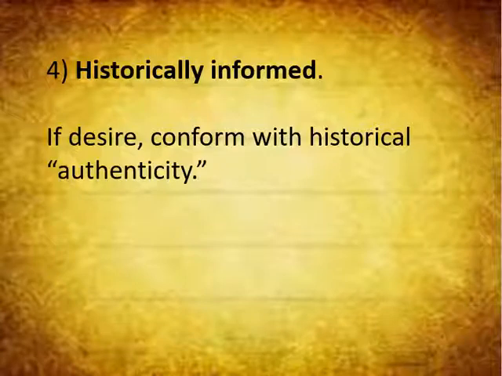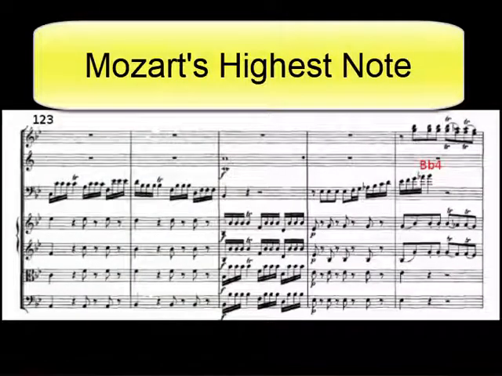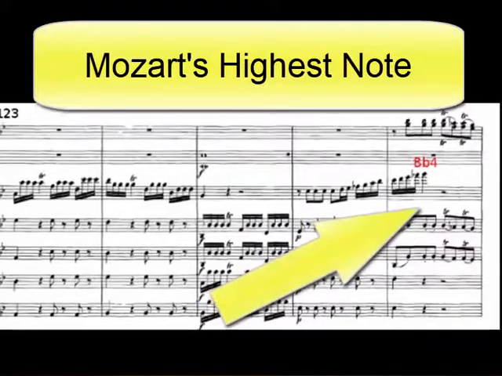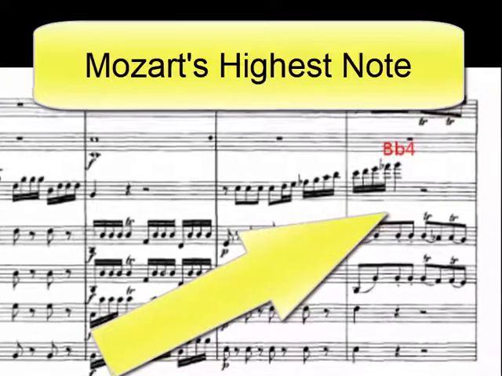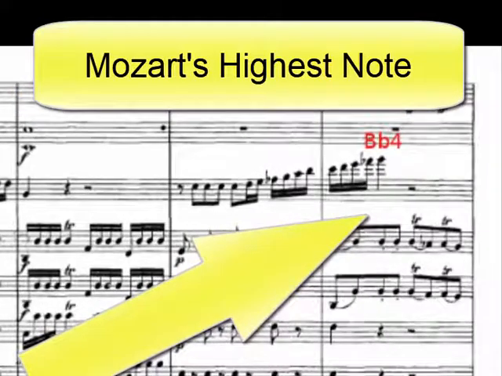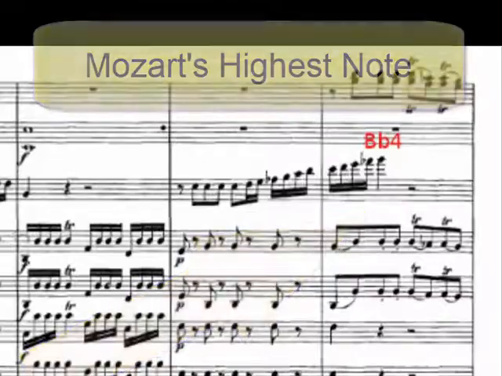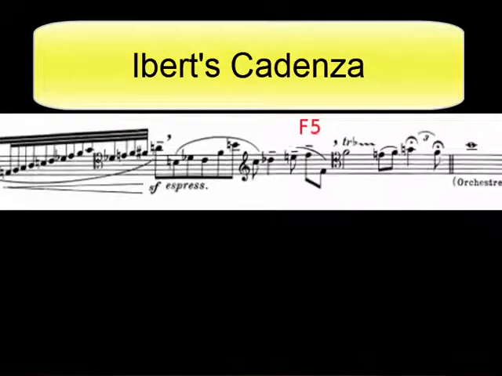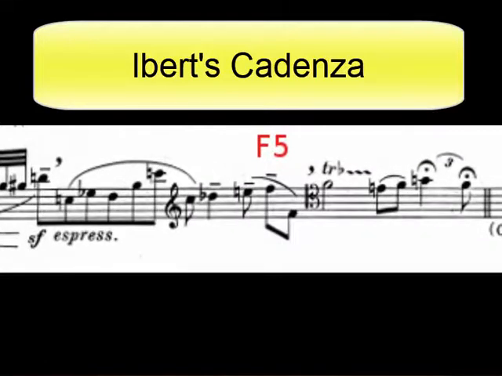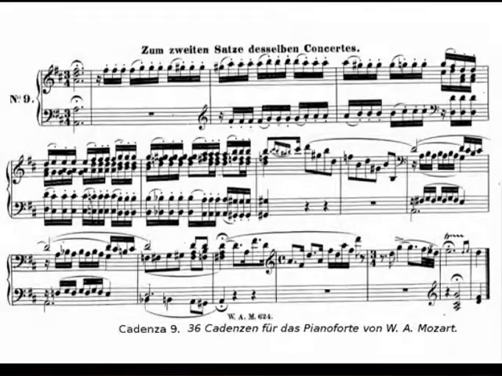For instance, you might want to limit the bassoon part to what could be played on an instrument from that time period. This would mean, for instance, limiting the high register range of the instrument to B-flat 4, the highest note that Mozart wrote in his concerto. Definitely the high F, F5, in Ibert's cadenza would be ruled out. Examples of cadenzas from the Baroque and Classical periods are shorter in length than those found in the late 1800s and 1900s. For instance, consider this second movement cadenza, written by Mozart for the A major Mozart piano concerto.